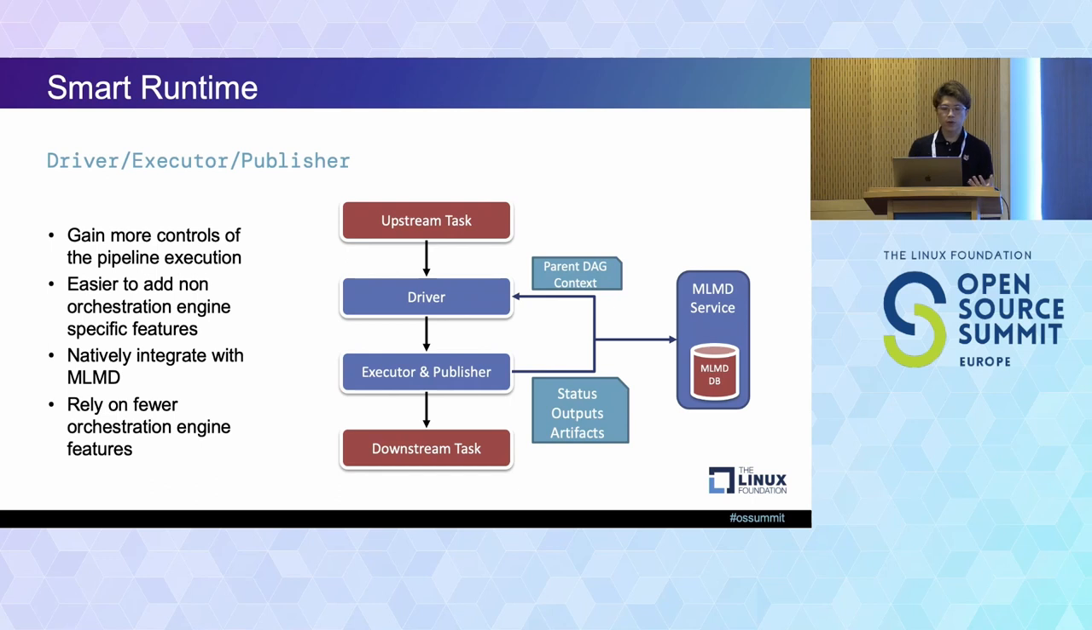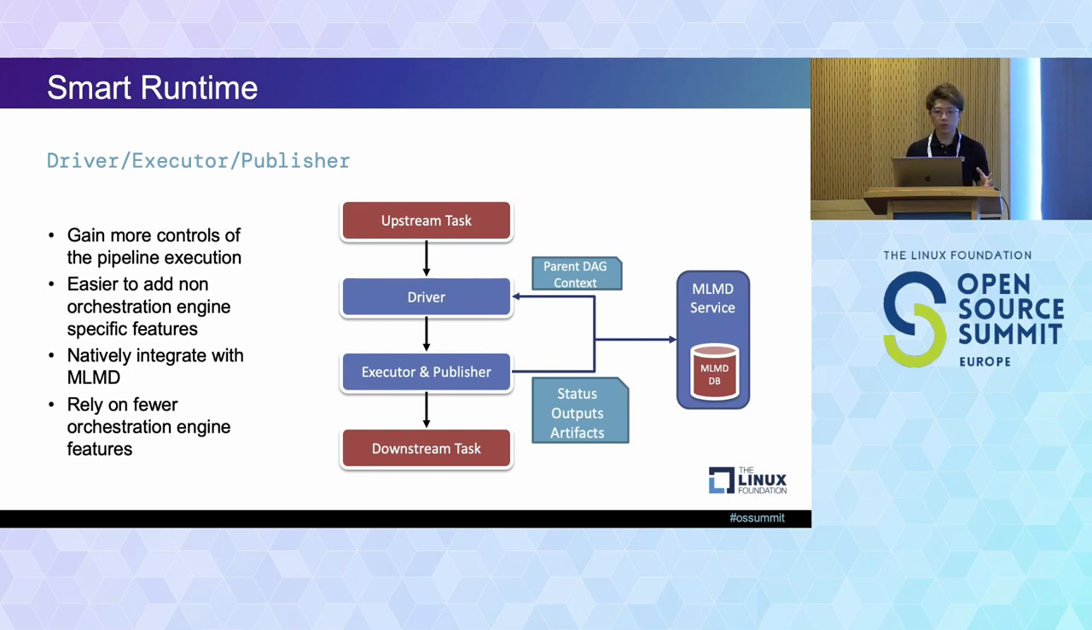And with V2, when we actually run a task, we record all this metadata as part of running it. The concept we're using here is based on TensorFlow Extended, the concept of driver, executor, and publisher. Whenever a component is being run, the driver collects all the metadata information and determines whether this task is being executed or not. Do we need to cache it? Do we need to run it to create a new artifact?